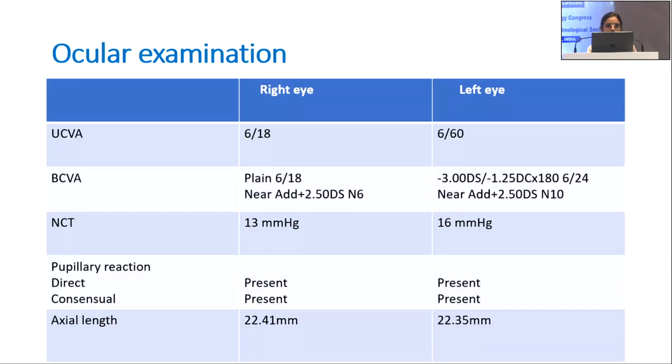On ocular examination, uncorrected visual acuity in the right eye is 6/18 and in the left eye is 6/60. The best corrected visual acuity is in the right eye plano 6/18 and in the left eye 6/24 with the correction of -3 diopter spherical and -1.25 diopter cylindrical. IOP, pupillary reaction and axial length are within normal limits.